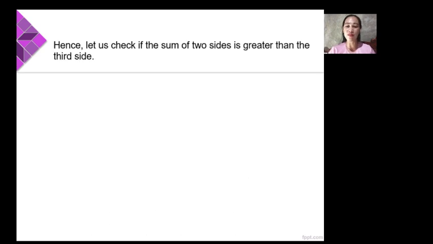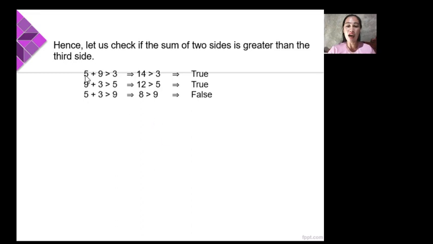Okay, so let's check. If we add the measurements of two line segments, for example, 5 centimeters and 9 centimeters, we have 14 centimeters. 14 centimeters is greater than 3 centimeters, so it is true. Then if we add 9 centimeters and 3 centimeters, we have 12 centimeters, and it is greater than 5 centimeters. It is true.